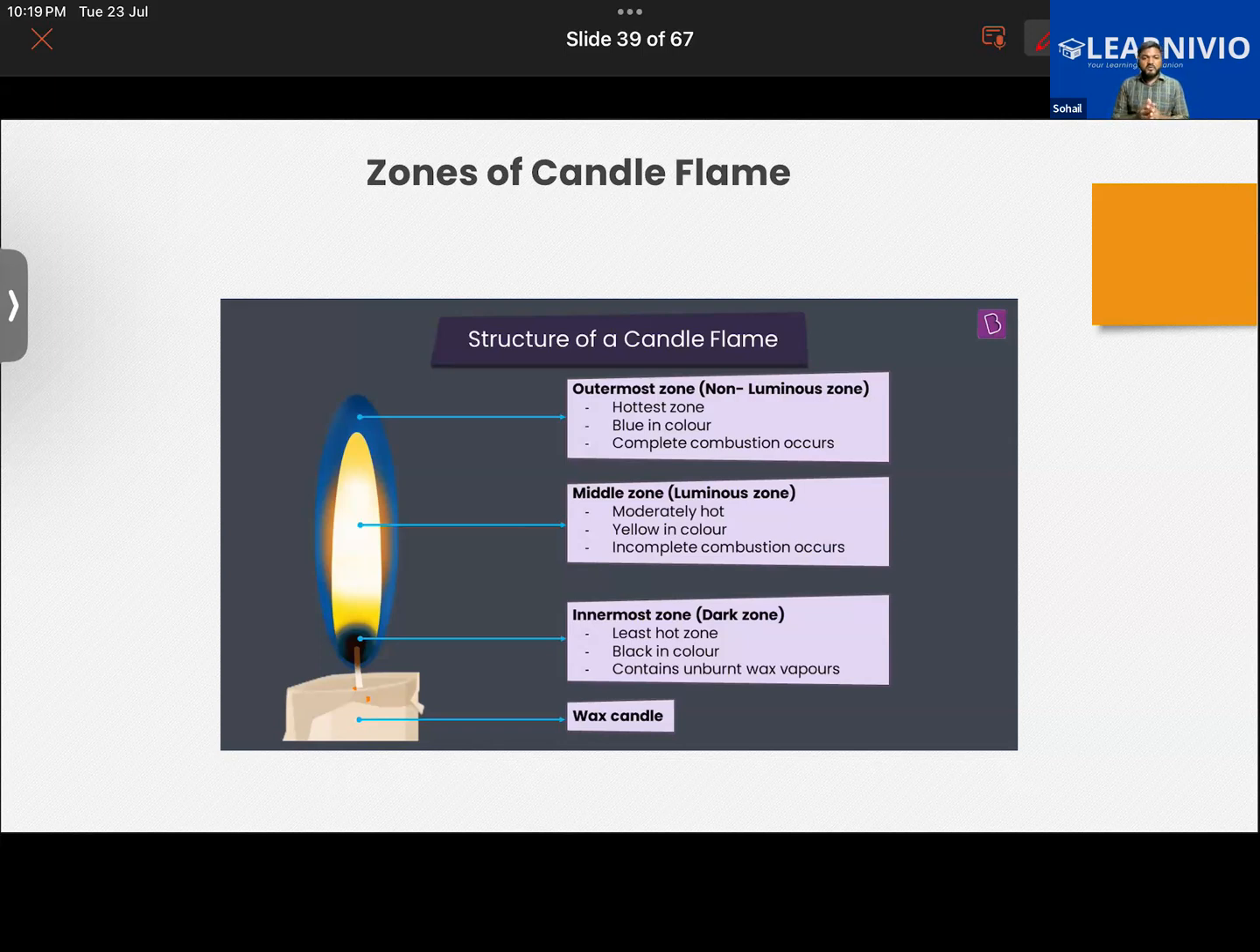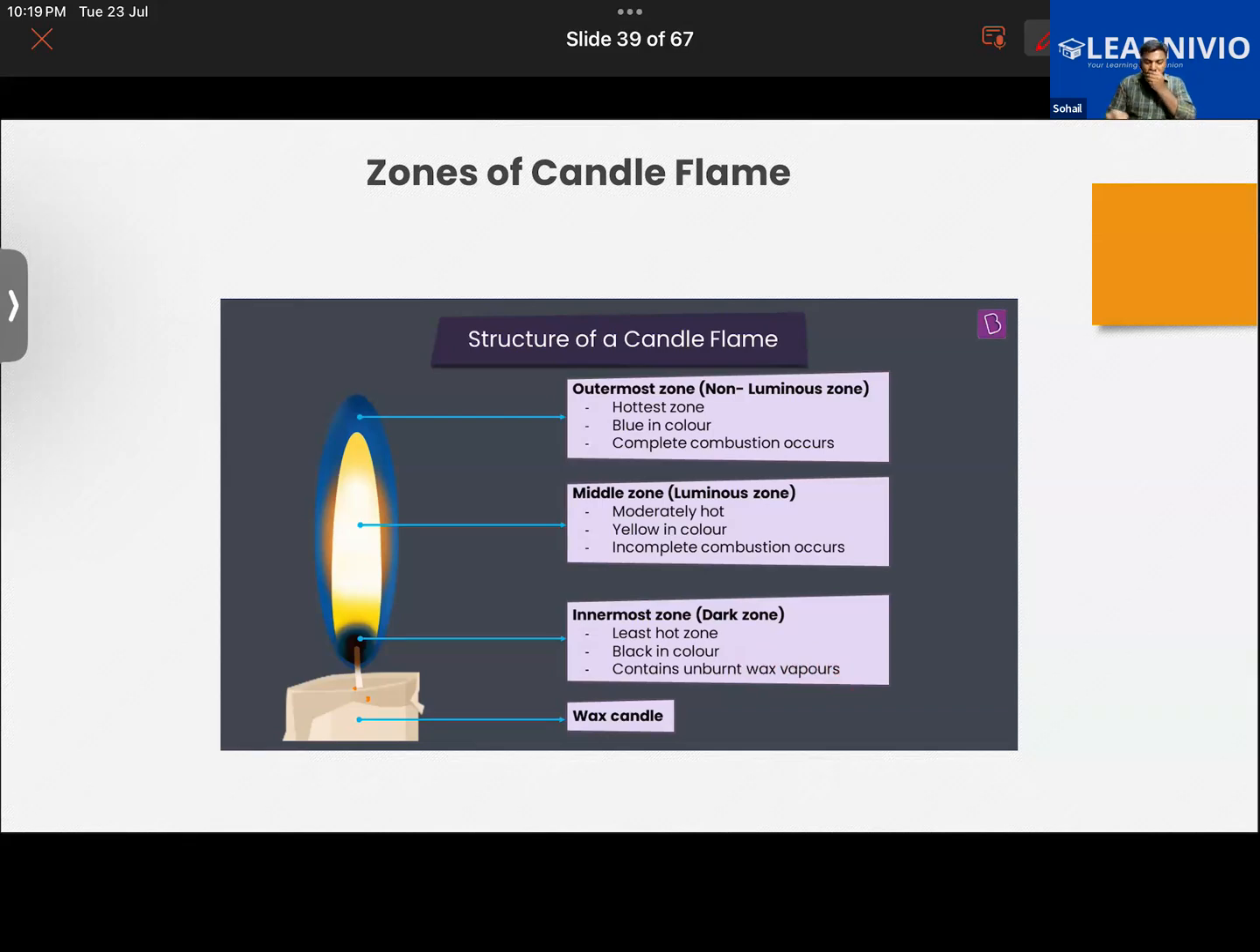First of all, we're going to talk about the innermost zone of a candle flame, and why it is black in color. Vaika, Ibrahim, you read the first paragraph about the innermost zone. Innermost zone, dark zone. Least hot zone, black in color, contains unburned wax vapor.